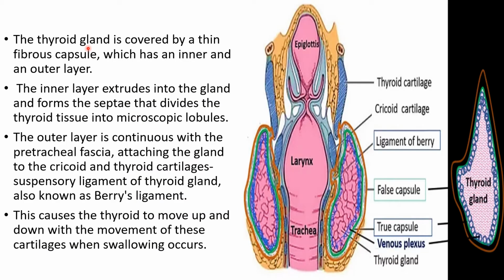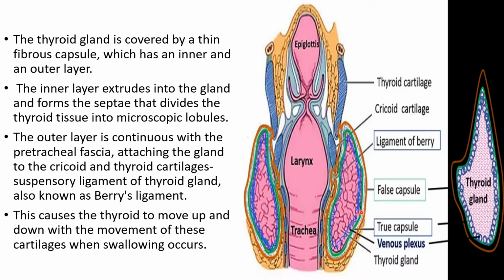The thyroid gland is covered by a thin fibrous capsule. Here you can see the thin fibrous capsule. It has an inner and an outer layer. The outer layer is the false capsule and the inner layer is the true capsule. Then the true capsule or the inner layer extends into the substance of thyroid gland as septae. The lines you can see in this picture are the septae. These septae divide the substance into different lobules. These light colored areas are the lobules.